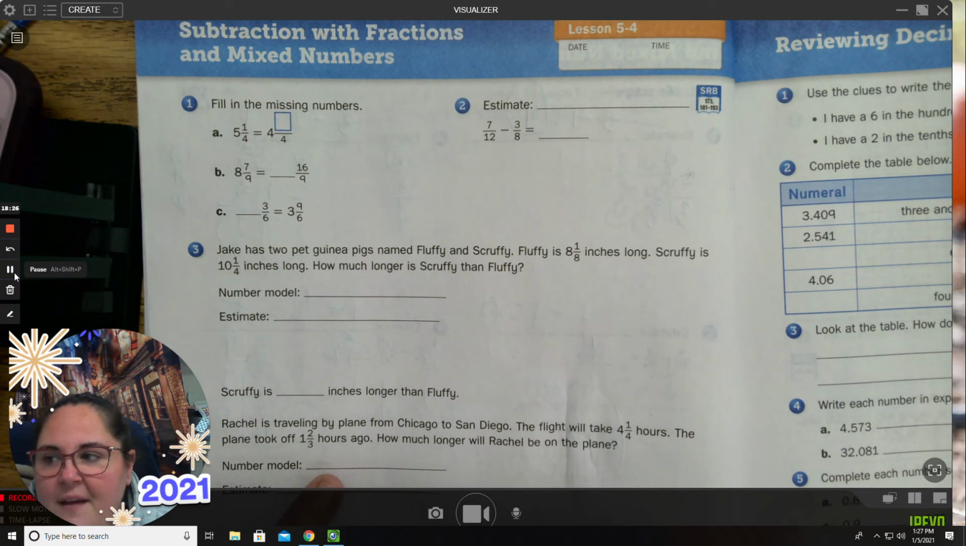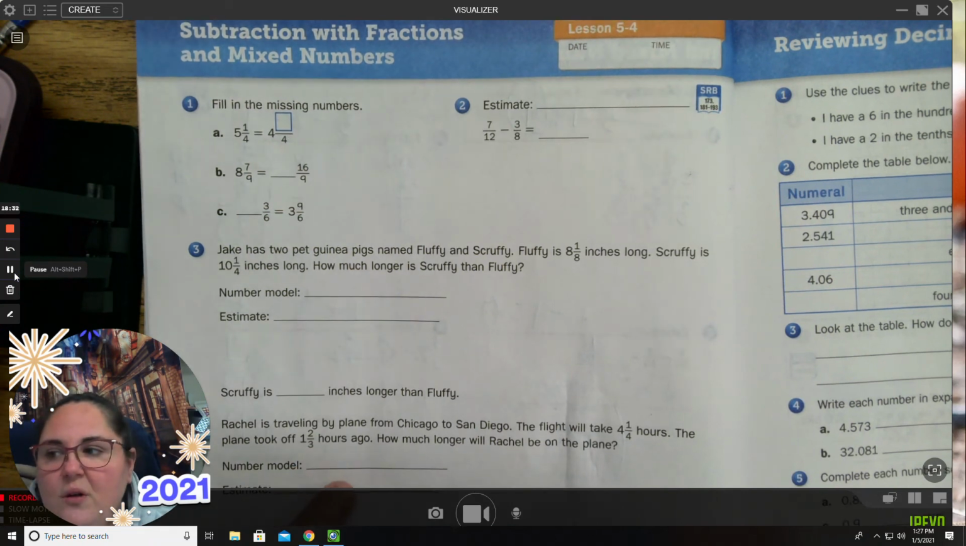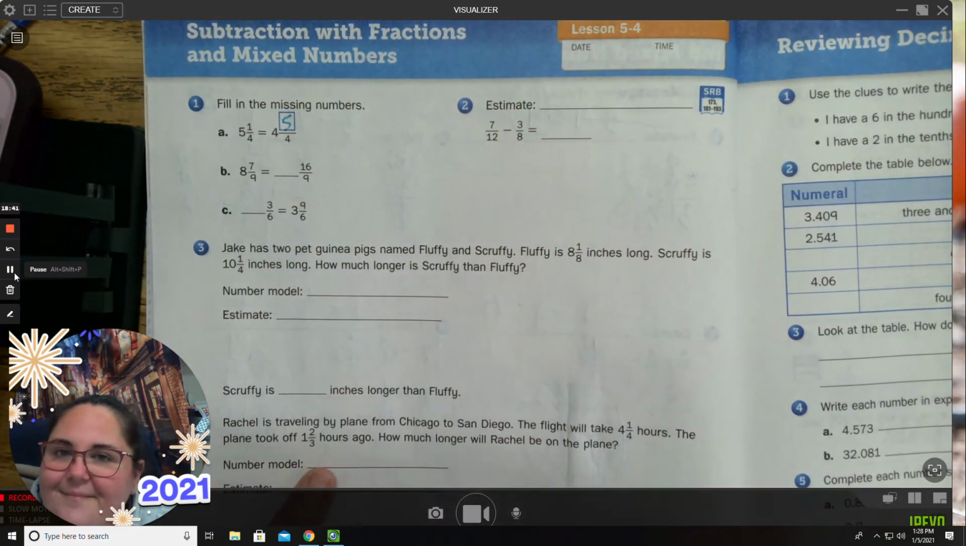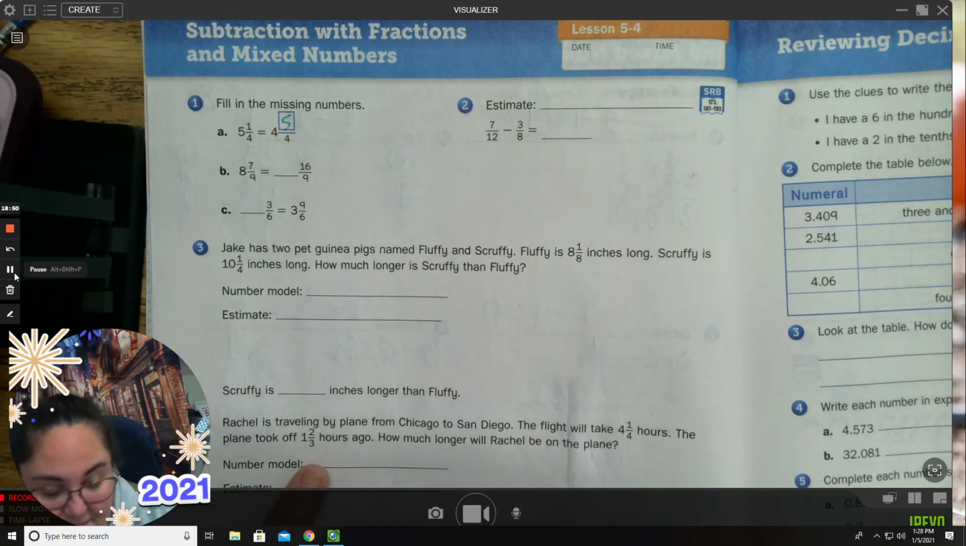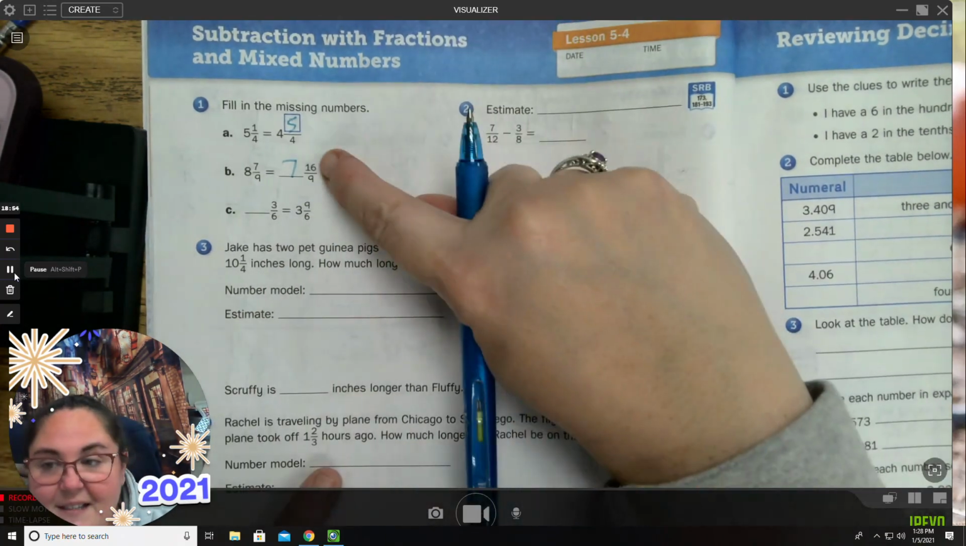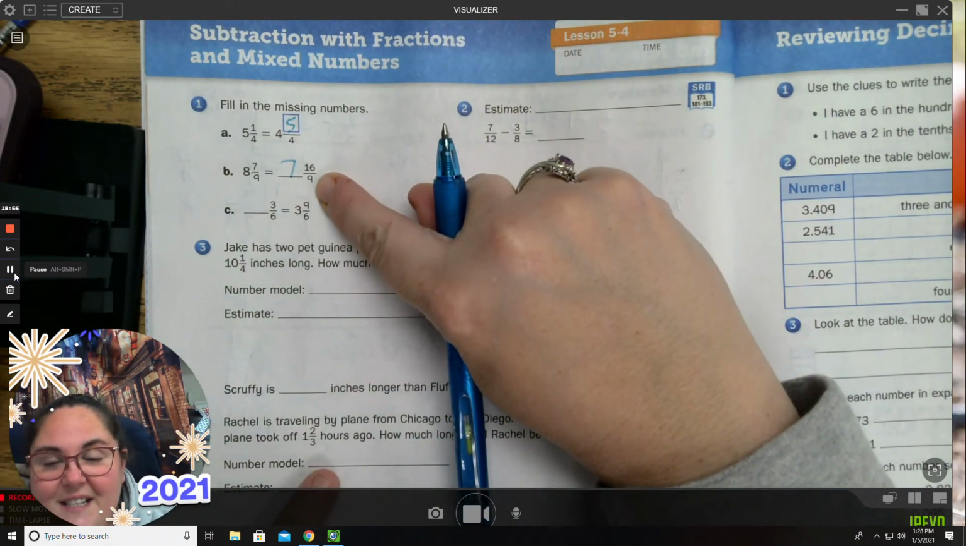So 5 and 1/4 we're going to rename. Okay, this is where we're going to do that method that I showed you before. Subtract a whole. Add your numerator to the denominator. Denominator stays the same. 8 and 7/9. Subtract a whole. What's 8 minus 1? 7 plus 9 is 16, and my denominator stays the same. Remember?